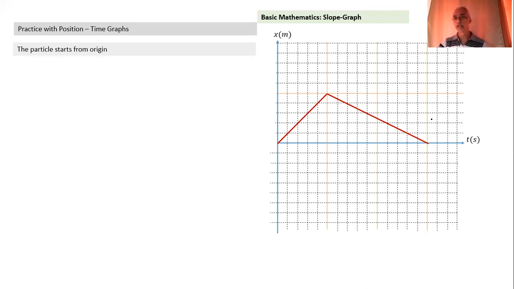This gives you a position time graph. Where is the particle at time t equal to 0? At t equal to 0, x coordinate is 0. It means initial position is at origin, or the particle starts its motion from origin. Initial position means where it is at time t equal to 0.